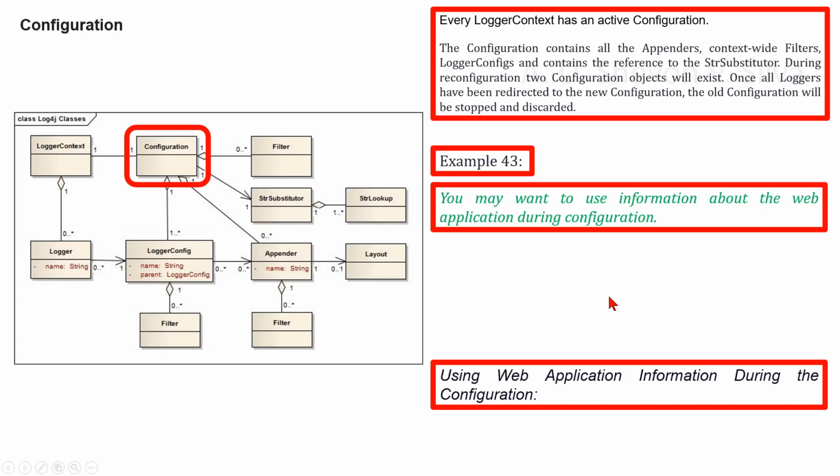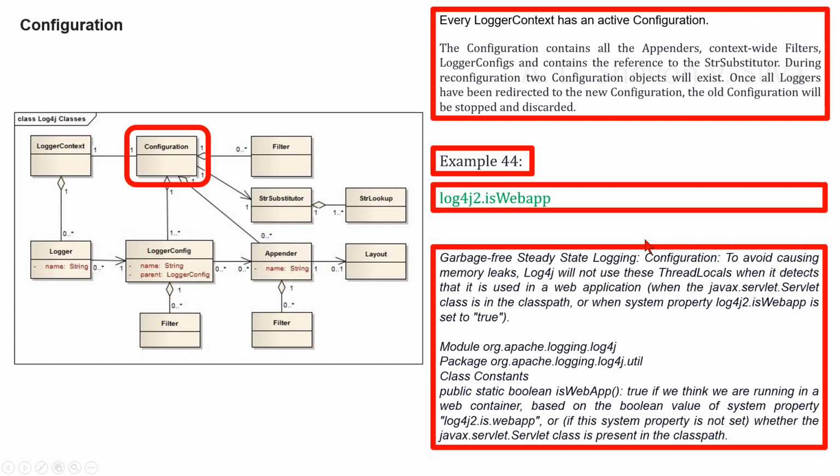Using web application information during configuration: you may want to use information about the web application during configuration. For example, you could embed the web application's context path in the name of a rolling file appender. Now we are considering garbage-free steady-state logging.